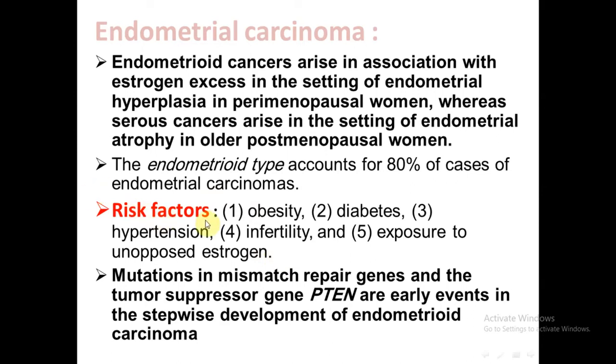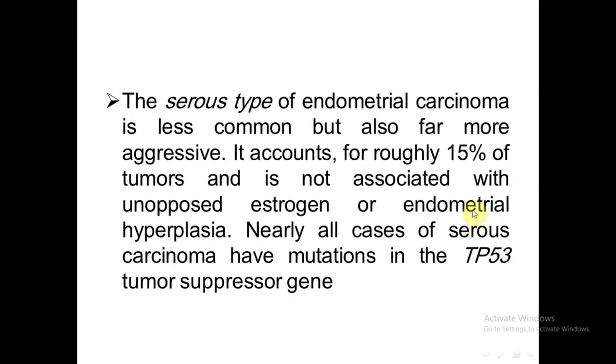Others include a mutation in a mismatch repair gene, which is the PTEN gene. This is also associated with the endometrioid type of adenocarcinoma, and not the serous type. In serous type adenocarcinoma, we see mostly mutation of the p53 tumor suppressor gene.